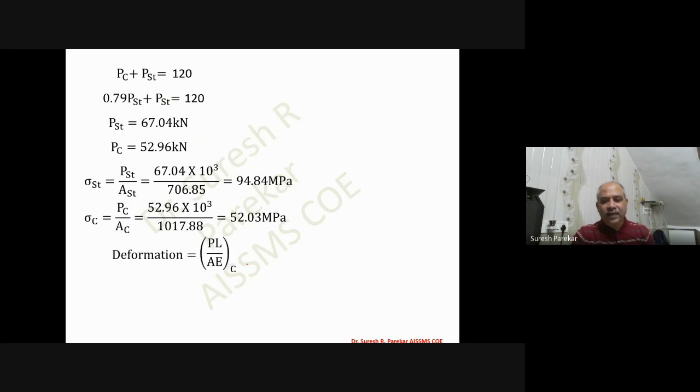And then we can find the deformation, PL upon AE of copper. You can take steel or copper, you will get the same answer. So we have P as 52.96 into 10 raised to 3, L we have 1500, A we have 1017.88, and E we have 110 into 10 raised to 3, which gives me 0.71 millimeter deformation of the composite bar.